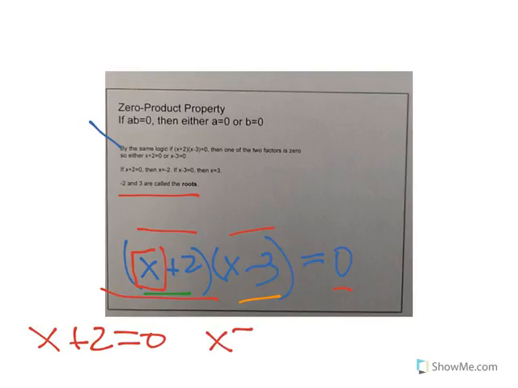Well, x is going to be equal to -2. And same thing for the other one. So x is just going to be equal to 3. So the two roots are -2 and 3. So those are two possible solutions.